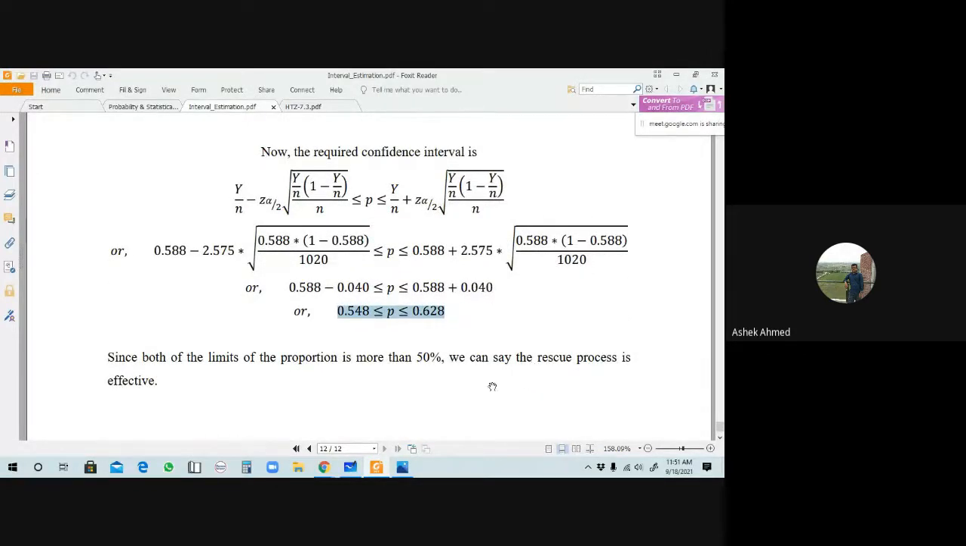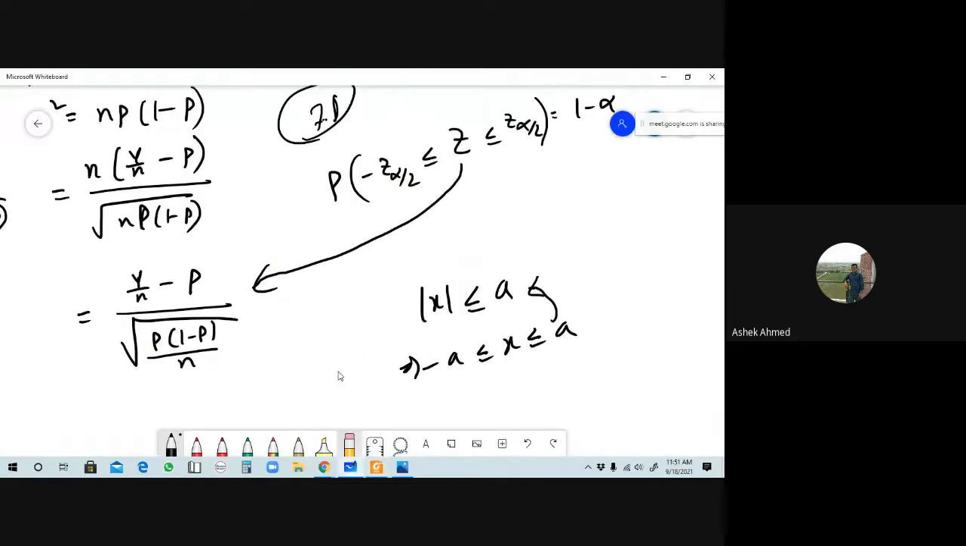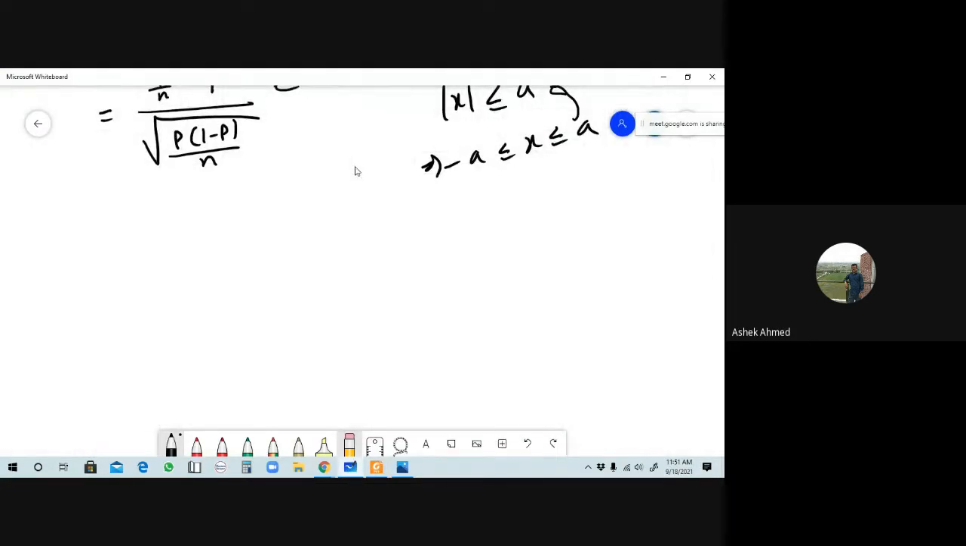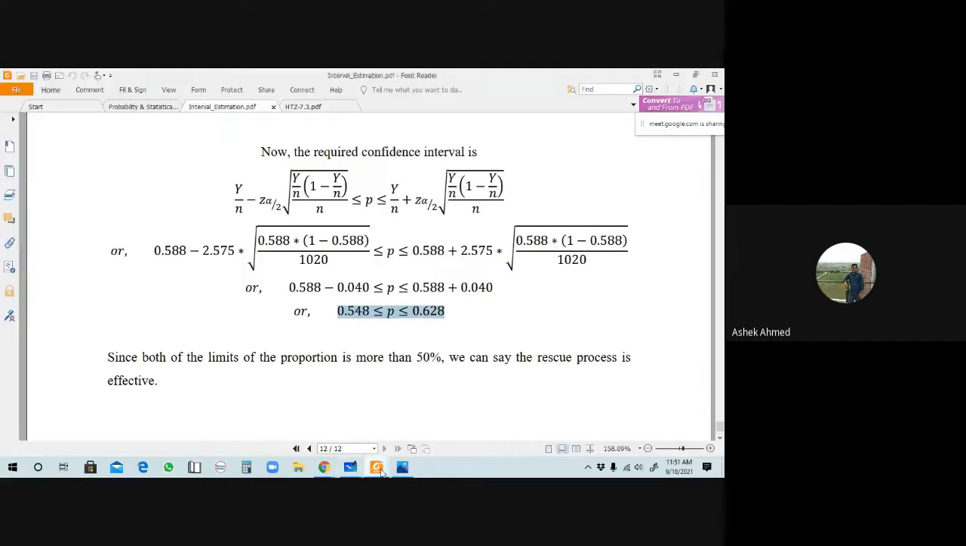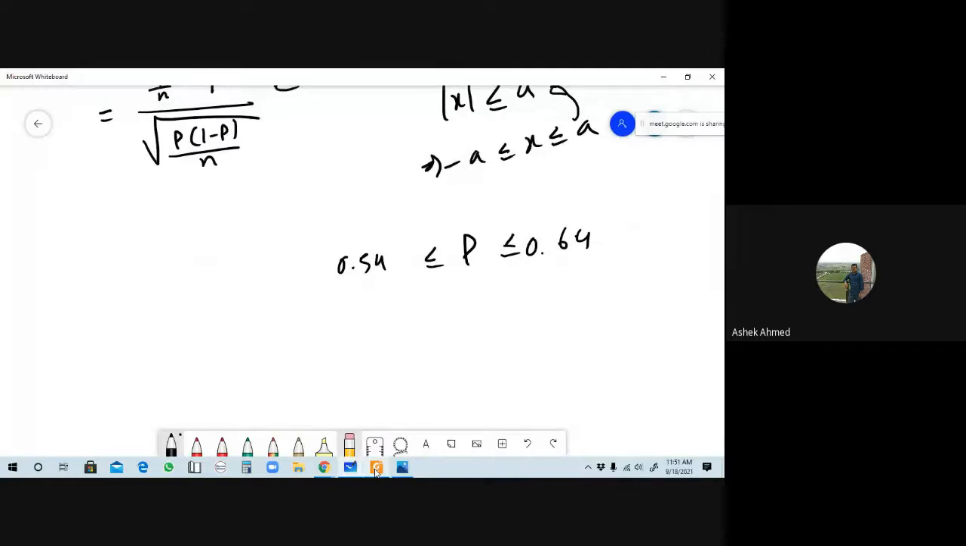Okay, the result is 0.548 less than p less than 0.628.